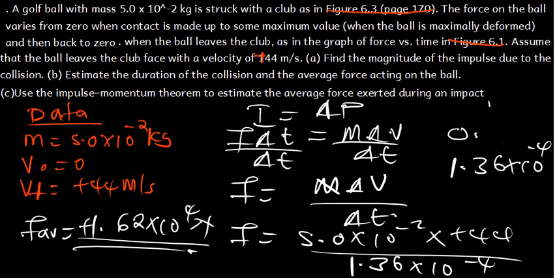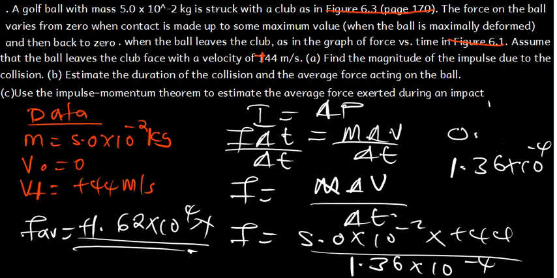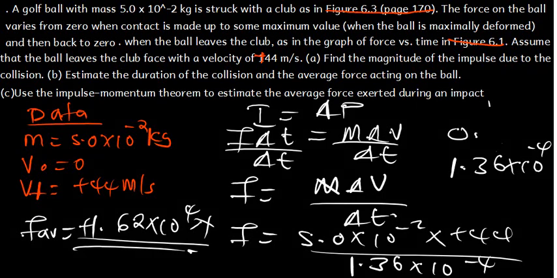Now remember, part C is saying use the impulse momentum theorem to estimate the average force. So this is the same as what we have found here. For part B we have two answers: the duration, which is the time, and the average force. The force which we have found there is the same as the force which we have found in part C.